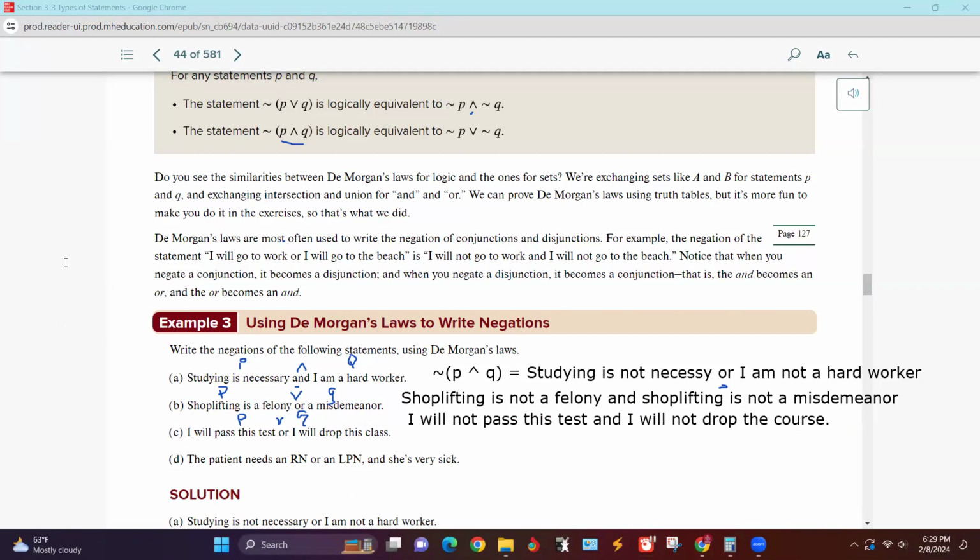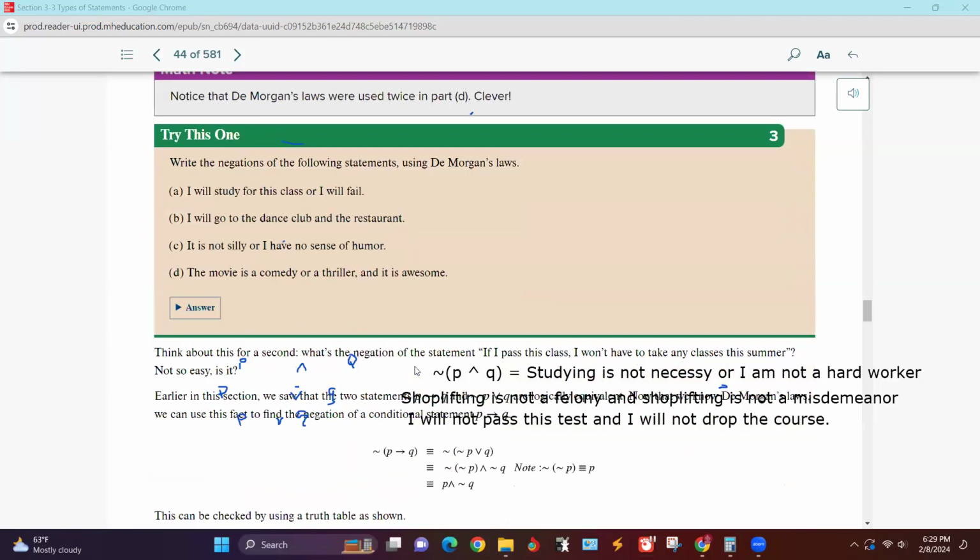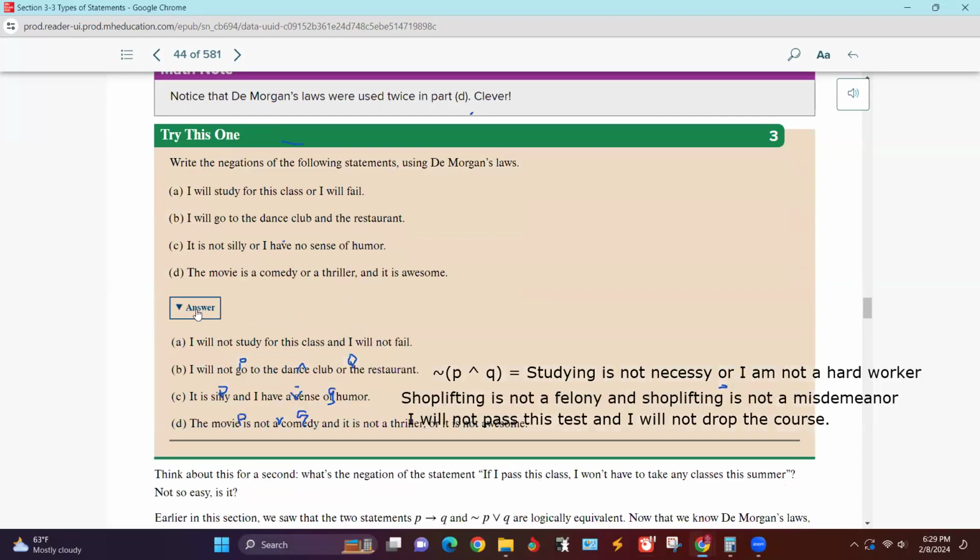All right, so this one, the patient needs an RN or an LPN and she's very sick. All right. I don't know if I may have enough room for that one. Let's go down and look at another one on this one here, where we got a little bit more room. So they give us the answers there, just like they give up here, but you got to click if you didn't know that.